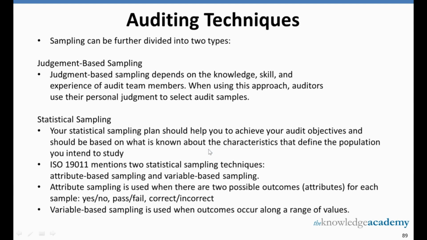Attribute sampling is used when there are two possible outcomes for each sample. It would be yes or no, pass or fail, correct or incorrect. So this attribute sampling can be done through feedback forms or surveys. Okay, and then we have variable based sampling. It is used when outcomes occur along a range of values. So here you can check variable based sampling through charts and graphs, where you will be able to see the values within the range, and you will be able to compare the conclusions with each other.